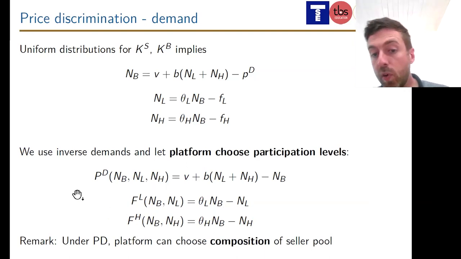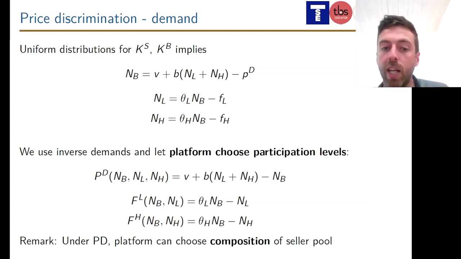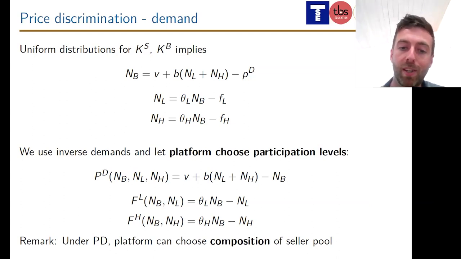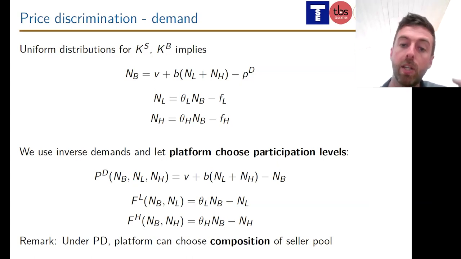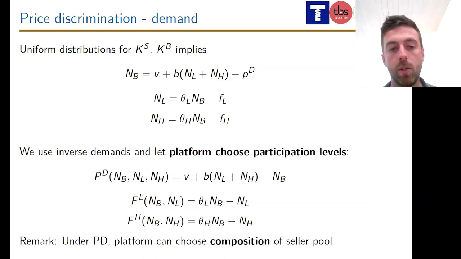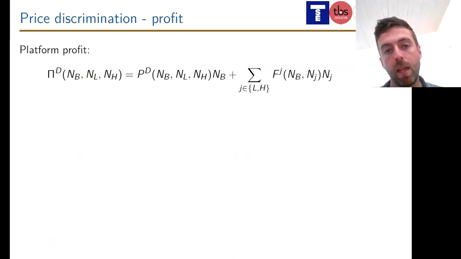So the difference between the two cases is that under price discrimination, the platform not only chooses how many sellers in total it attracts, but it can also choose the composition of the seller pool, right? So that's going to play a role. And the platform's profit is the price to the buyers times the number of buyers plus the fees times the number of sellers of each type.